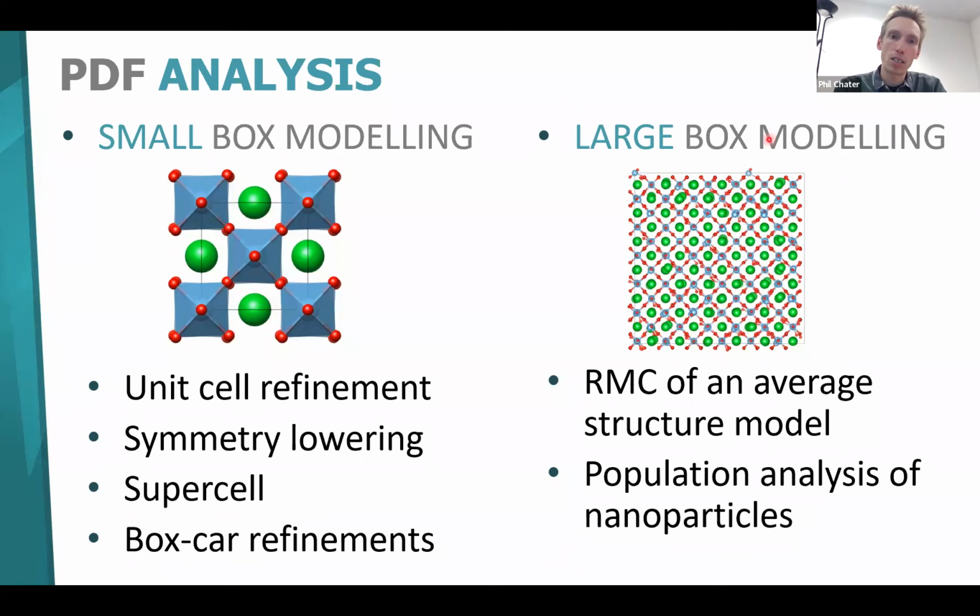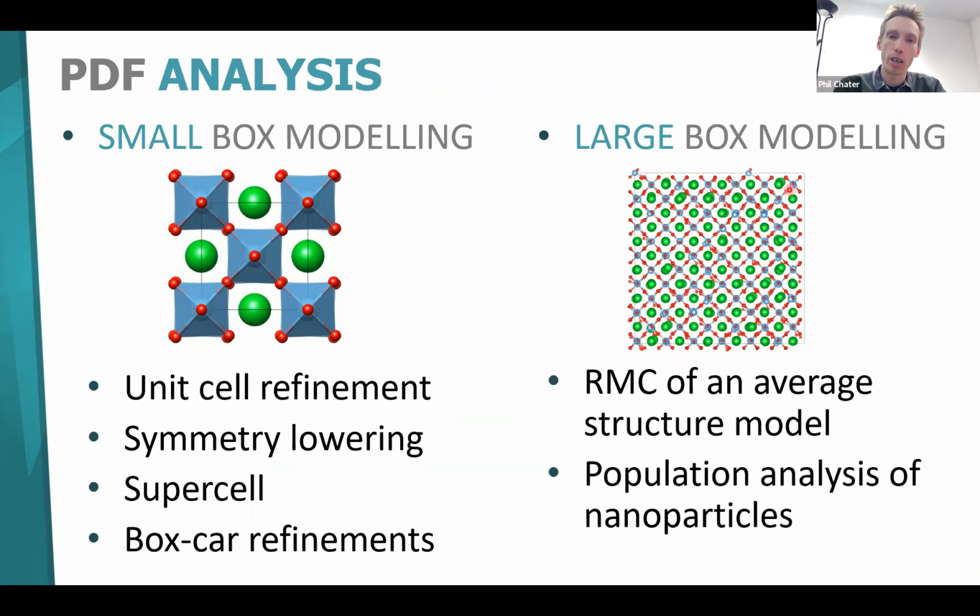On the large box modeling case, you end up with a system that's this, where you have a large box of atoms with lots of different coordination numbers within it. These refinements take quite a lot of care because you want to make sure that you give it as many chemically sensible constraints as possible, to make sure that you are moving your atoms around in as sensible a way as possible.